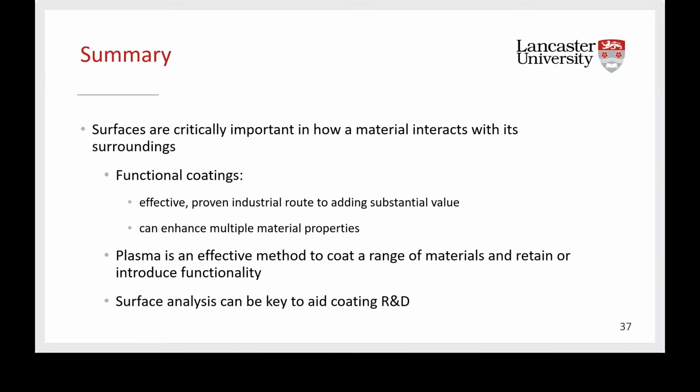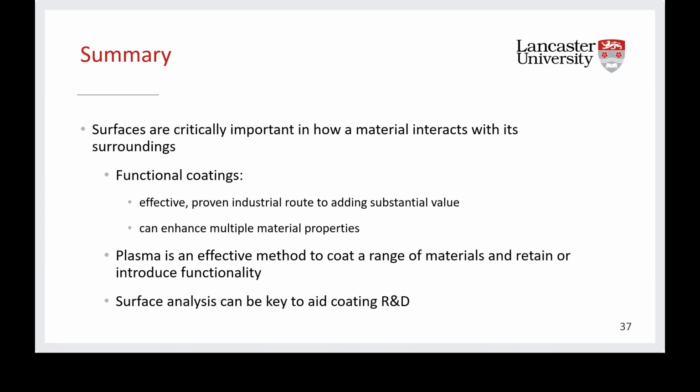General points: surfaces are critically important in how a material interacts with its surroundings. Functional coatings are an effective, proven industrial route to add substantial value to a product. They can be used to enhance multiple material properties. Plasma polymerization is an effective method to coat a range of materials and also introduce functionality. And surface analysis can be key to aid coating R&D quality control.